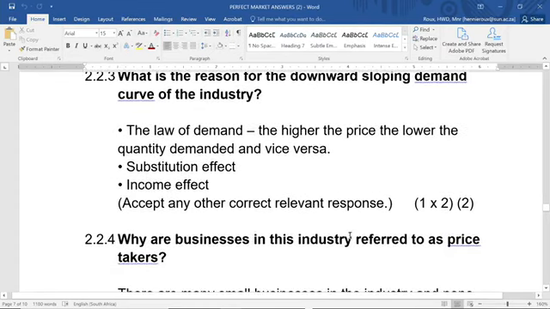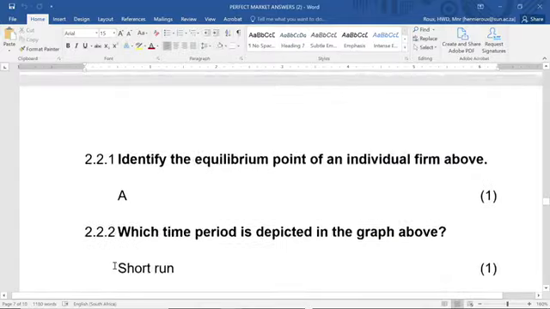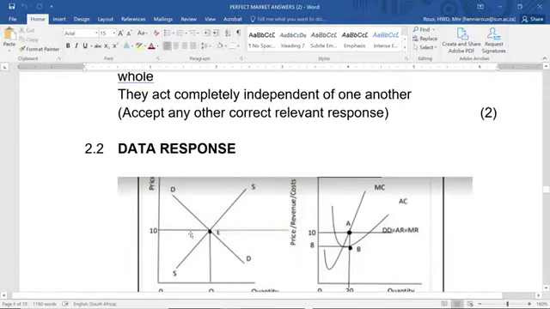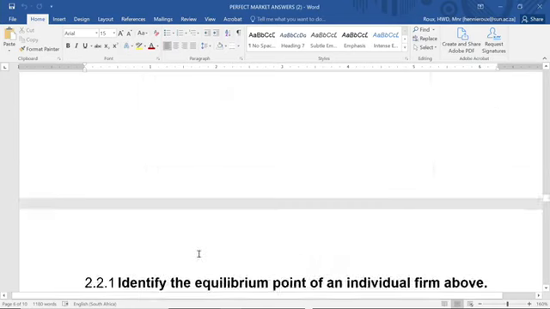Why are businesses in this industry referred to as price takers? As we said earlier, the business has to accept the price that is being set by demand and supply.